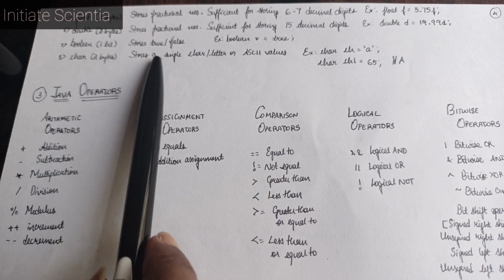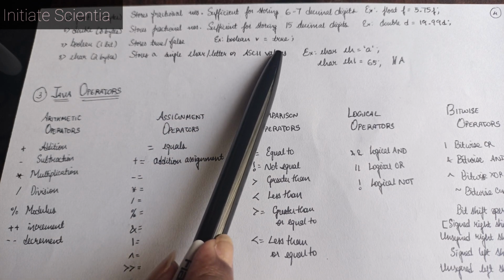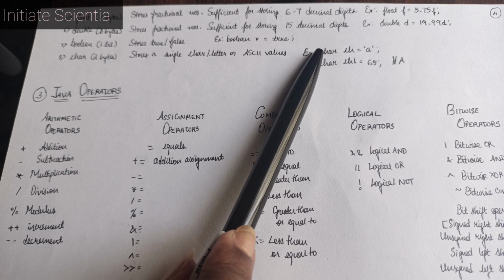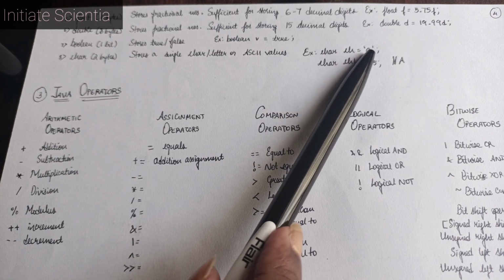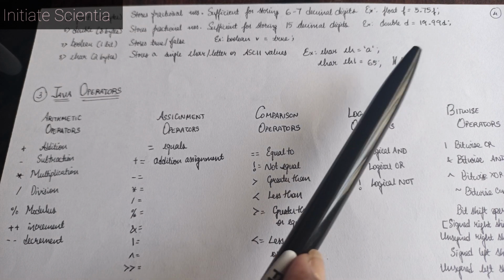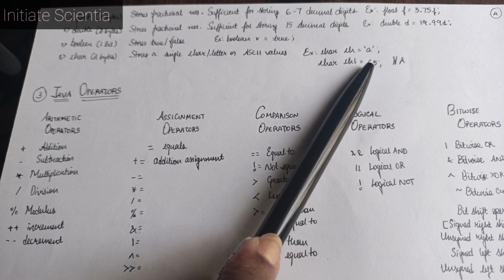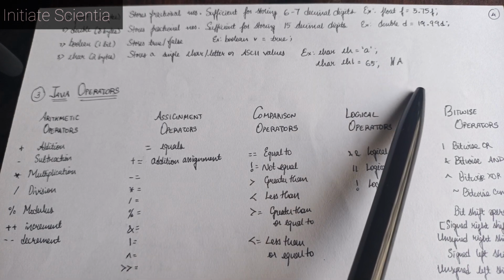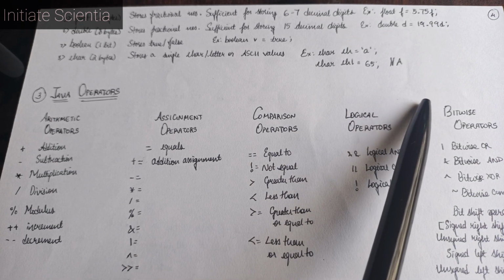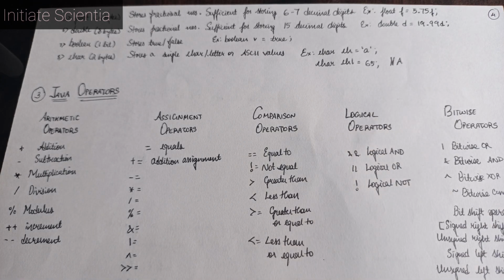Char is 2 bytes. Stores a single character or letter, or ASCII values. Example: char ch = 'A' or char ch1 = 65. 65 is the ASCII value for capital letter A. So you will have to know the ASCII values for different numbers, letters, digits, or special symbols. You'll have to know that.